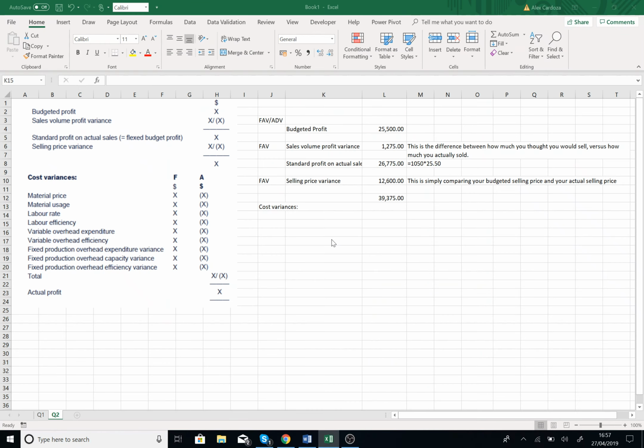So we're going to be doing material A. I'm just going to write it like this: material A, which is going to be a usage and price. Material B will be the same. I won't go into too much detail when I do material B because it will be the same. Okay, so let's start with these.